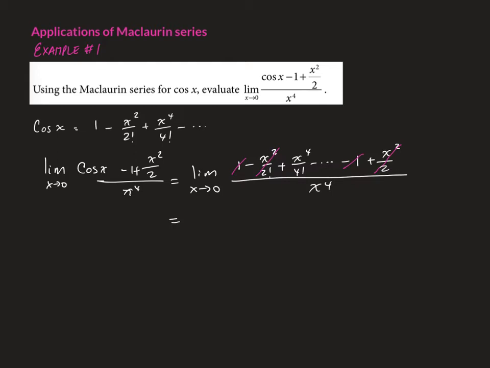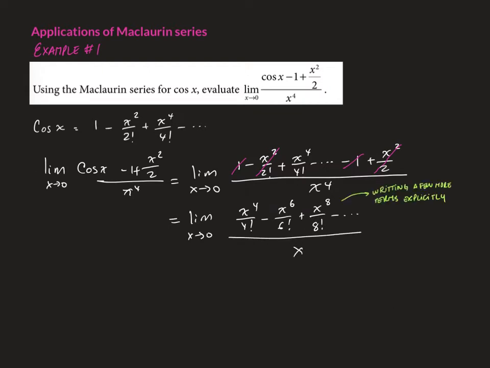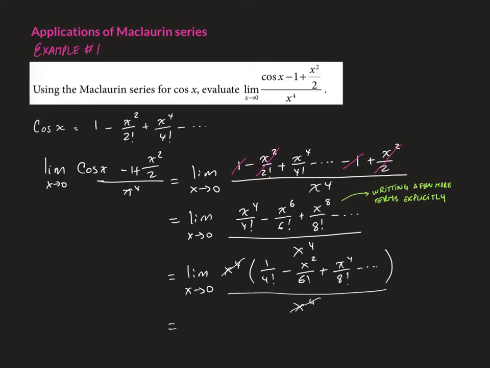And so my limit would simplify to x to the power 4 over 4 factorial minus, and we know the next one would be x to the power 6 over 6 factorial plus x to the power 8 over 8 factorial, etc. And then in the denominator, we still have x to the power of 4. So what we can do next is factorize x to the power of 4 and simplify it with the denominator. So when we evaluate our limit, all of the terms that have x will disappear, and the only remaining term would be 1 over 4 factorial.